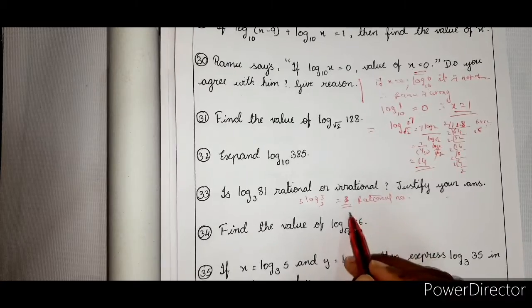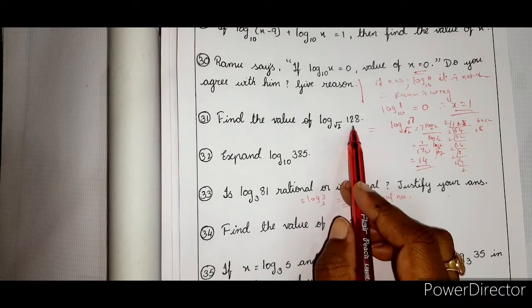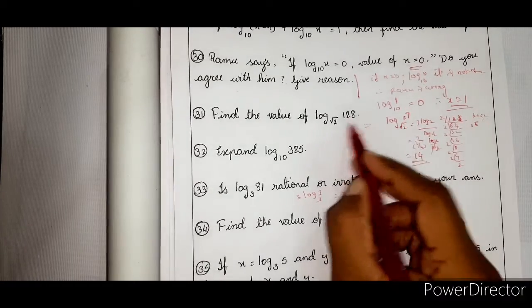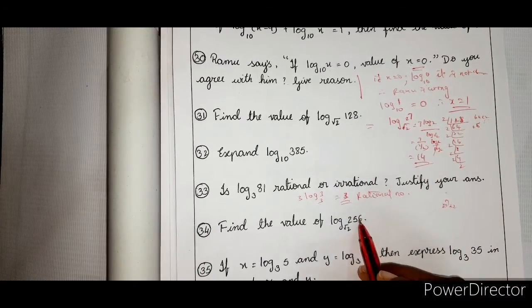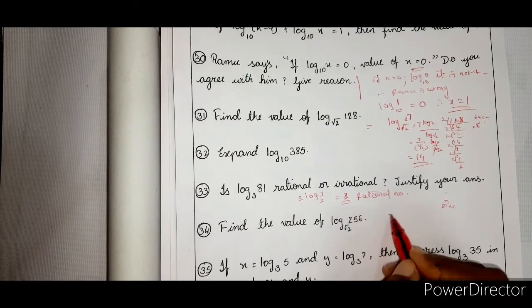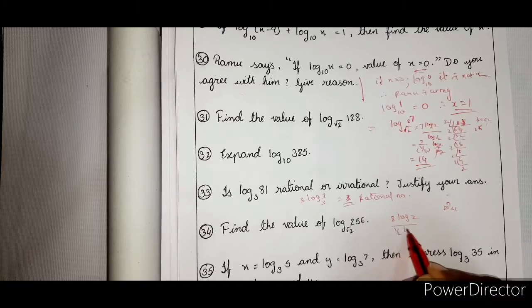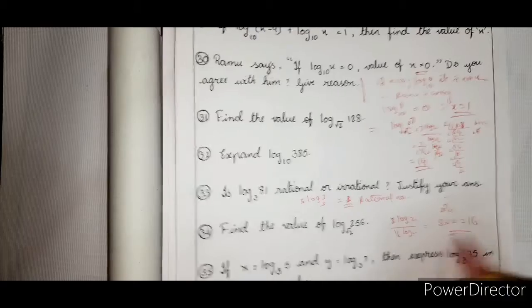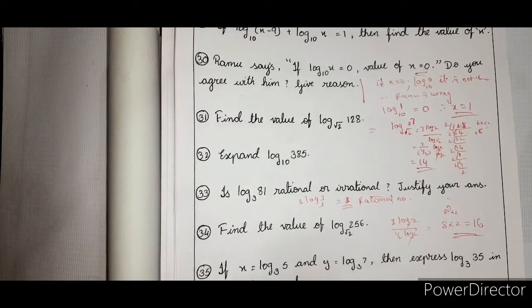Right? Now find the value of log 256 root 2. Similar to this one. Those who don't know how to write it: 2 power 7 into 2 gives you 256, that is 2 power 8. So 8 log 2 by half log 2. We got 8 into 2 is 16. Log 2 will get cancelled. All similar kind.